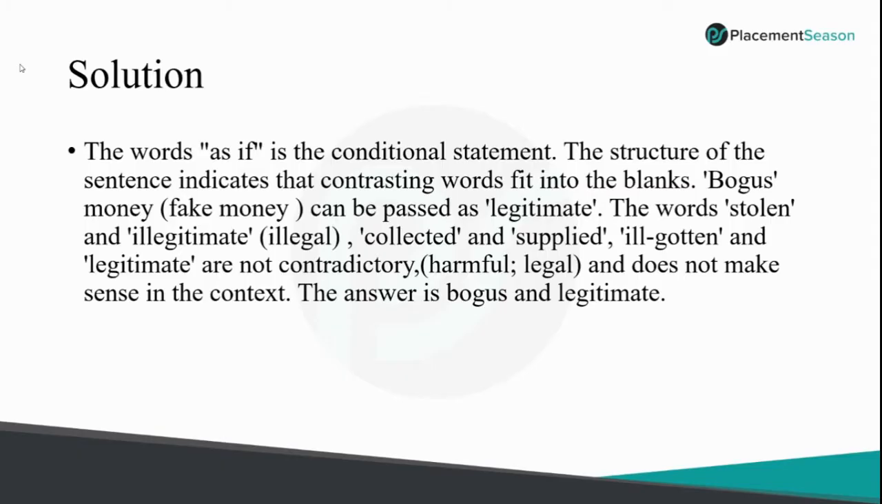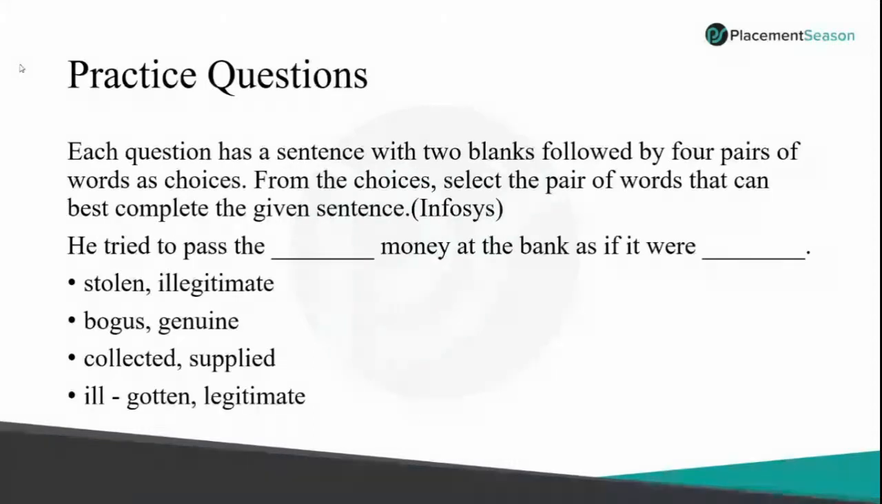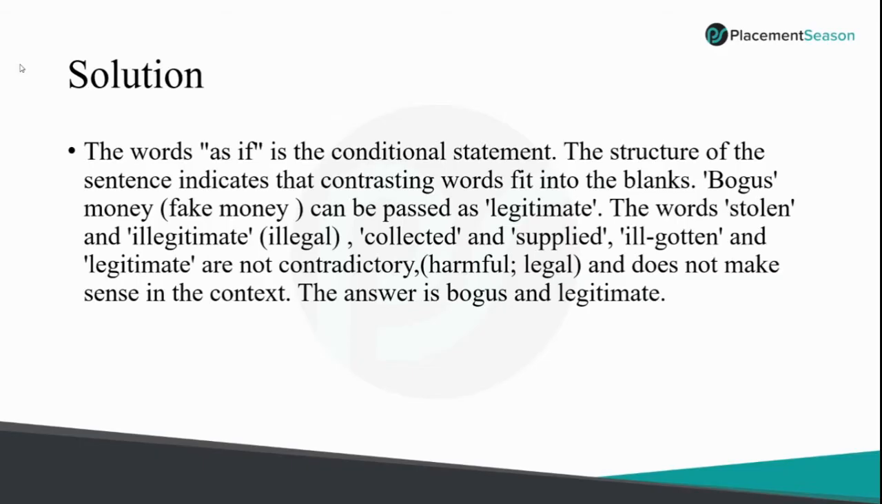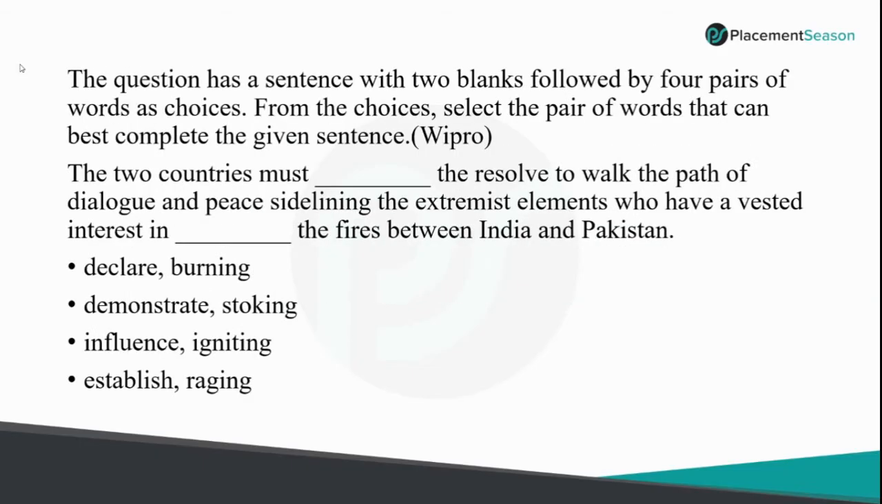The right answer is bogus and genuine. See, all the others are somewhat coming together except one option. So the right option is: to pass the bogus money at the bank as if it were genuine. Clear? Now let's move on to the next question. Again, I'll be giving you 20 seconds for this.